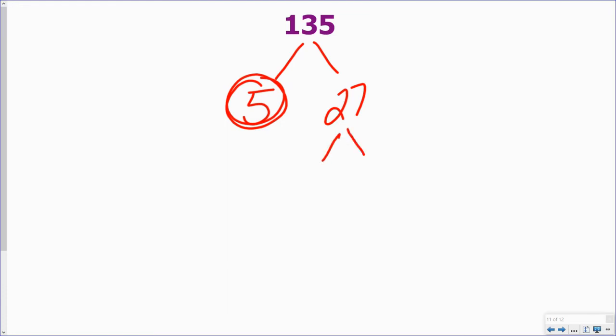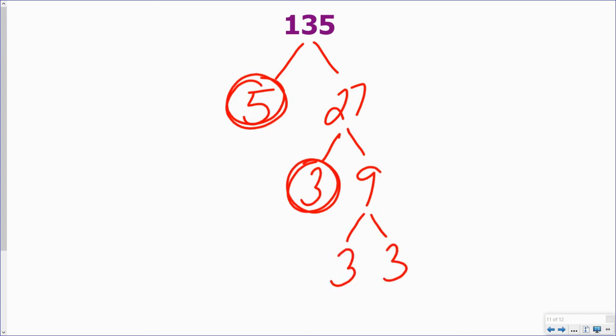Here I have 135. I know that 135 is divisible by 5 because it ends in a 5. So when I do that, that's 5 multiplied by 27. Well, I know that 5 is prime, so I'm going to circle that one. And then 27, I can do 3 multiplied by 9. I know that 3 is prime, so I'm going to stop there. And then I'm going to take my 9, and 3 multiplied by 3 is 9. And I know that both of these are prime.